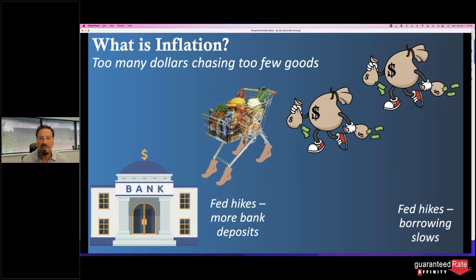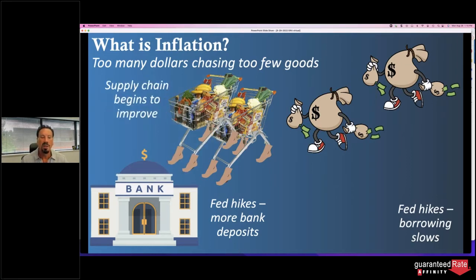As that happens and more goods come on the market and the supply chain improves, you will start to see some stabilization in pricing. So we think inflation will come down slowly but surely over time. And this is what the Fed does by hiking rates. Now, on September 21st, that's the next Fed meeting. They'll hike rates there. They'll probably hike rates again at their next meeting, November 2nd. And that will cause the amount of borrowing to slow down and inflation to come down.